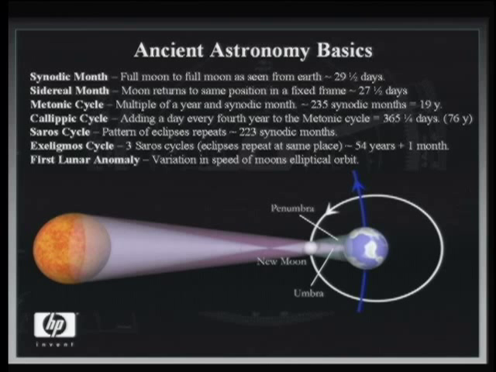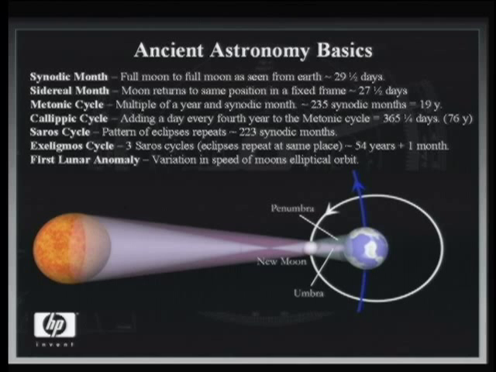Now that repeat of eclipses turns out to be 8 hours off, and so you have these eclipses occurring at different parts of the planet with the Saros cycle. So if you repeat this cycle three times, you get what's known as the Exeligmos cycle, which is more accurate. And in that, it's possible that an eclipse that happened in one place on the Earth will occur at a similar spot on the Earth 54 years later.